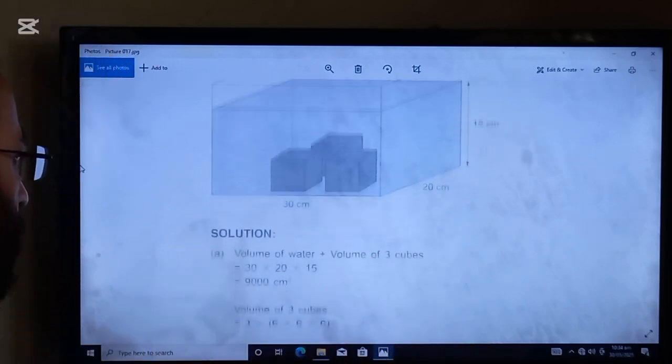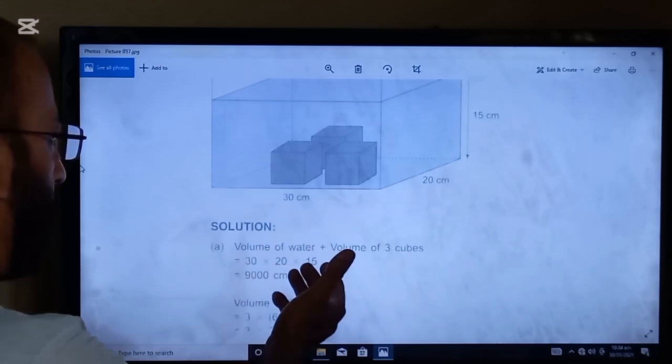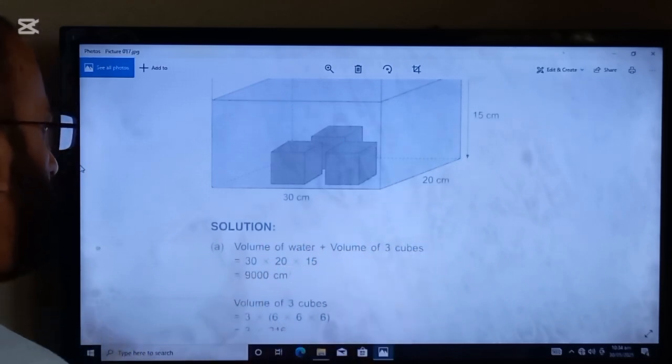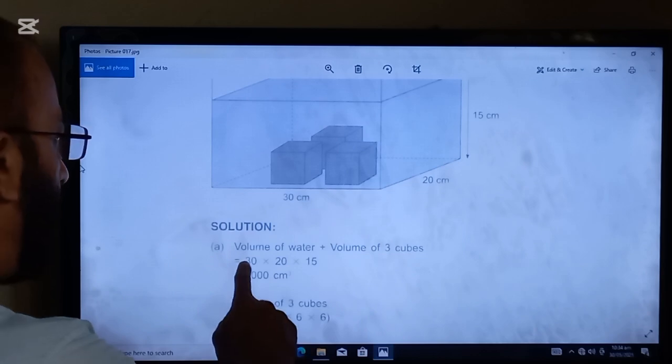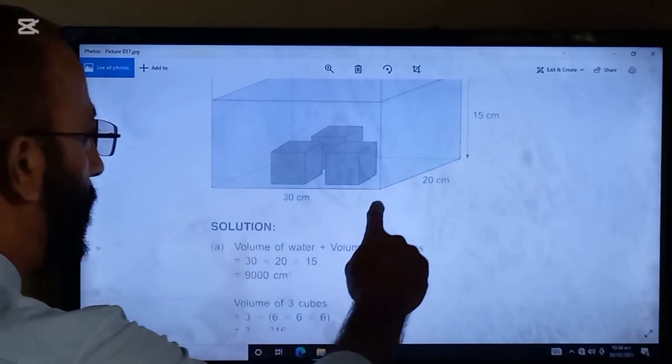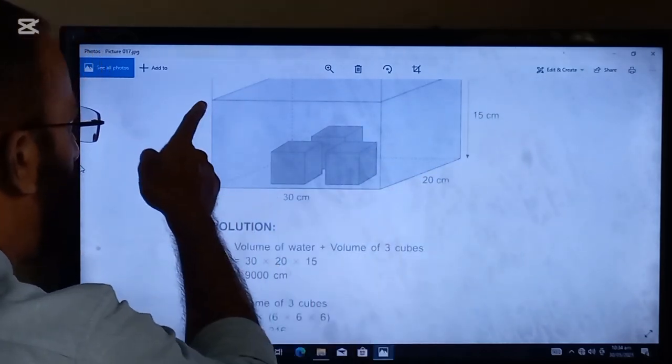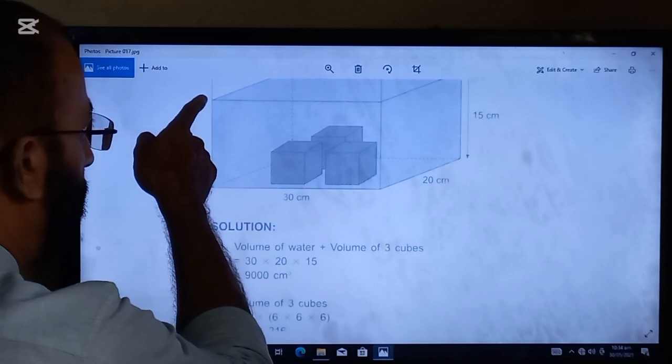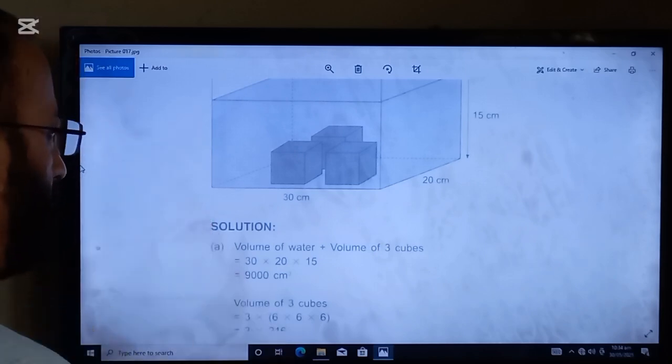So look now, the method will be volume of the water plus volume of the 3 cubes. That is 30 into 20 into 15. That will be equal to the volume up to here of the rectangular tank. So this is the volume.